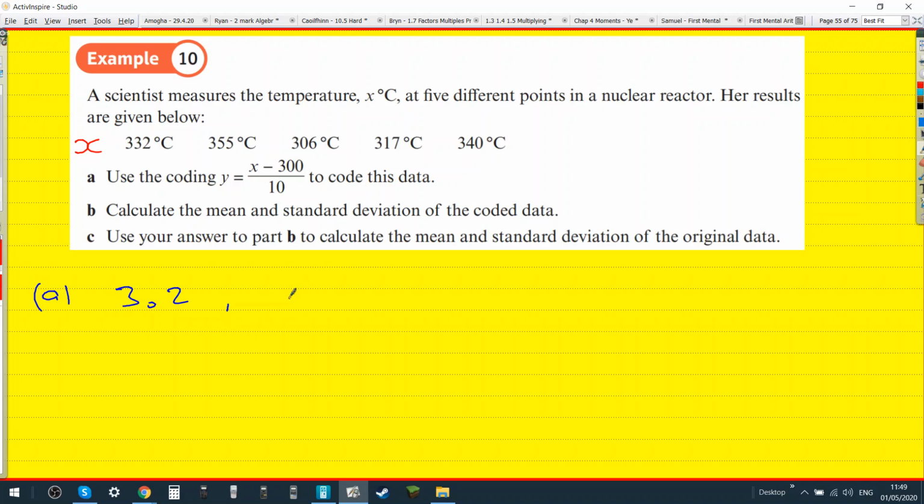And then 5.5 and 0.6. Yeah. I'm guessing it would be 1.7, 0, and 4 after that. And 4, right, it's 4.0. So it's just a way to simplify the data down a bit. Then you find the mean and standard deviation of this data. So how would you find mean and standard deviation for this data?